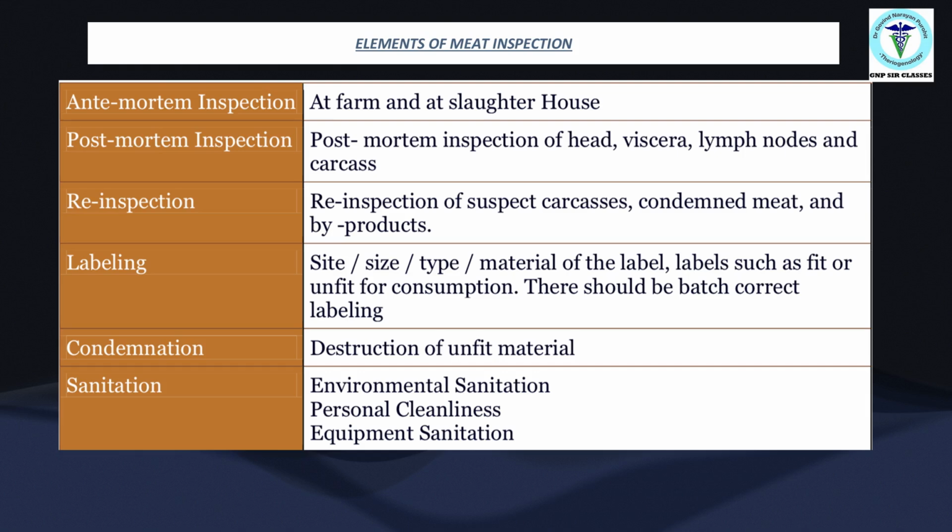The elements of meat inspection include ante-mortem inspection, which is performed at the farm and slaughterhouse. The post-mortem inspection includes the inspection of head, viscera, lymph nodes and the carcass. The condemnation is the destruction of unfit material. Other things like re-inspection, sanitation, and labeling are also shown in this table.